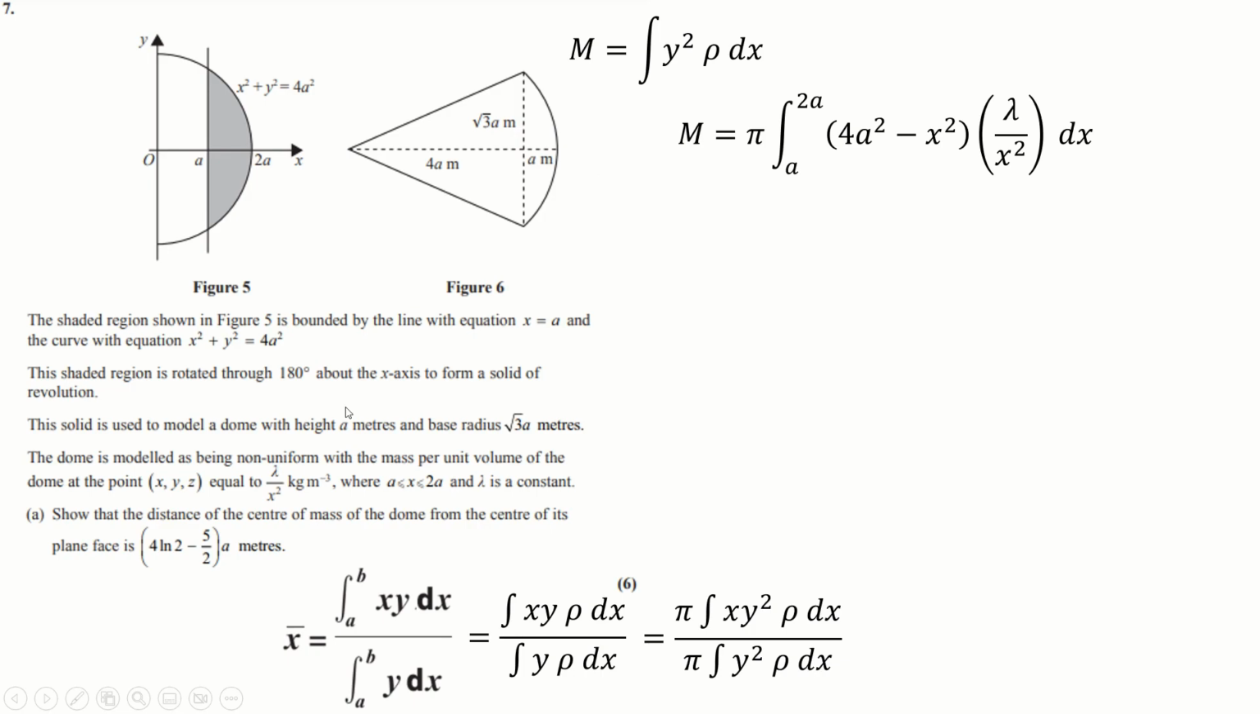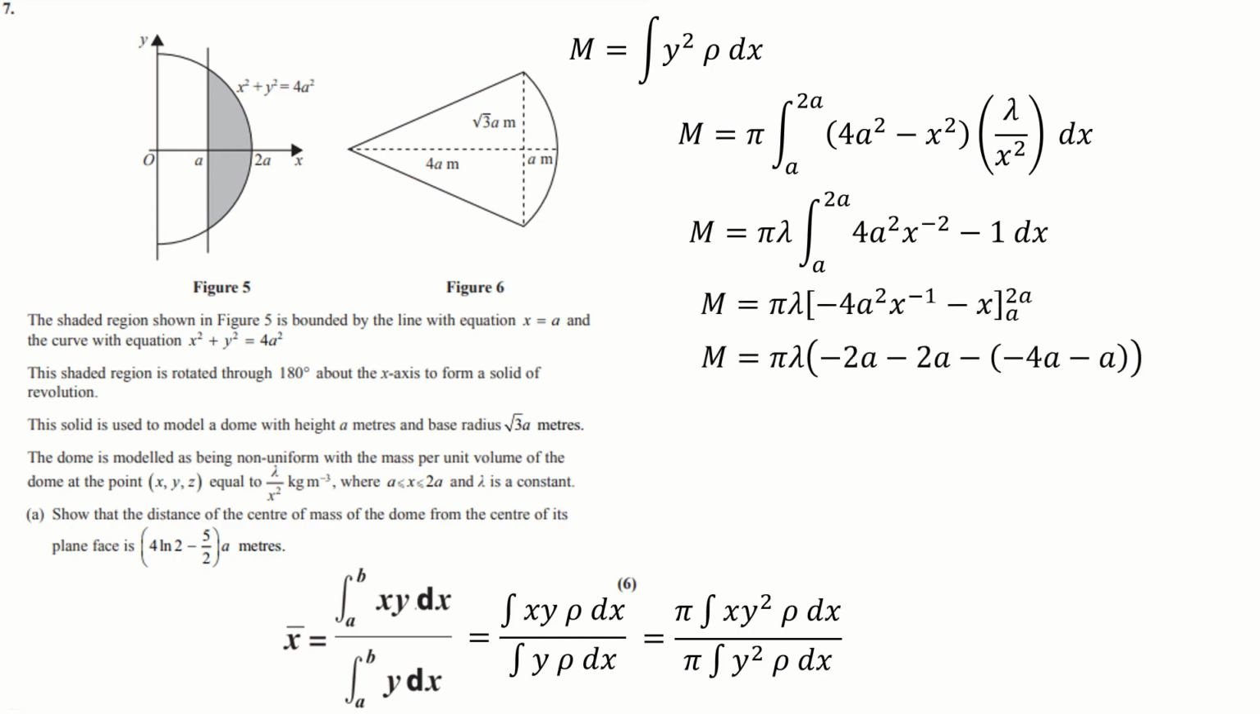So just integrating y squared, which is, of course, 4a squared minus x squared. And then, of course, rho is just the density function, which is this, as I was saying before, integrated between a and 2a, of course. There should be a pi here, and there's a pi there. I just missed it on this one somehow. Anyway, pull the lambda out and multiply the x squared in here, or the 1 over x squared in here, I should say. Do some integrating, put in a and 2a, and it eventually falls out to be this, which is eventually this. And that's going to be the denominator.